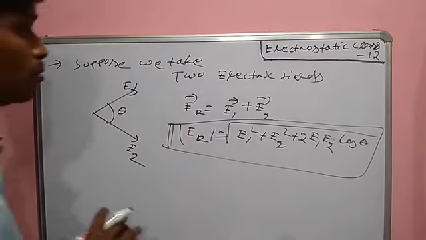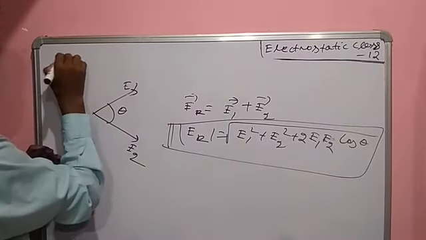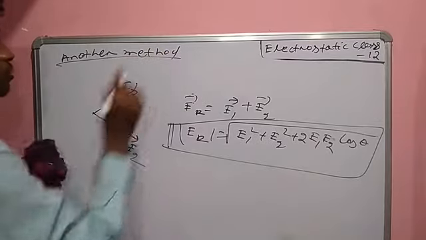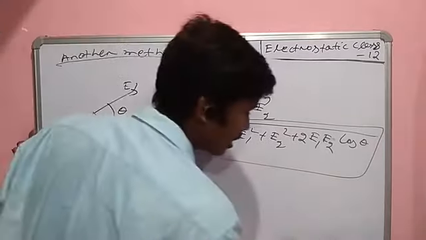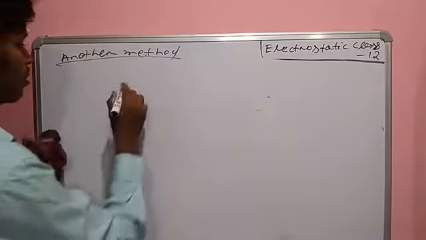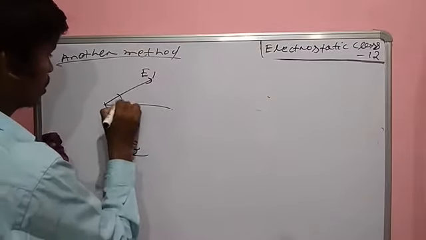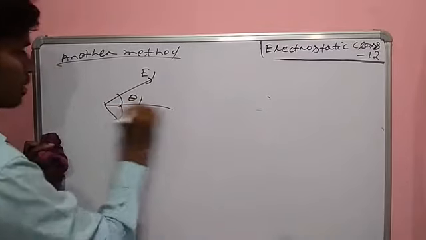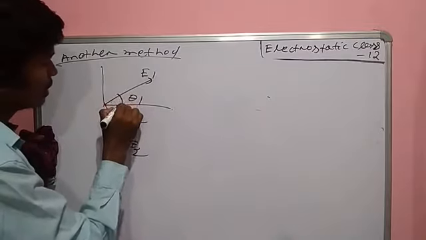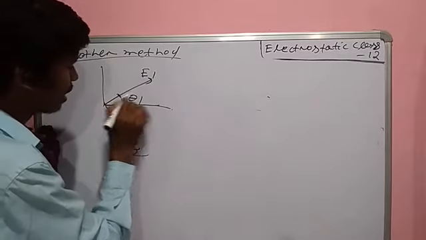Another method is available. It is the shortcut method. You can use it in entrance exams, NEET, JEE, etc. Suppose E1 and E2 are at angles theta 1 and theta 2. This is the horizontal, this is the vertical. Suppose E1 is at angle theta 1 to the horizontal.